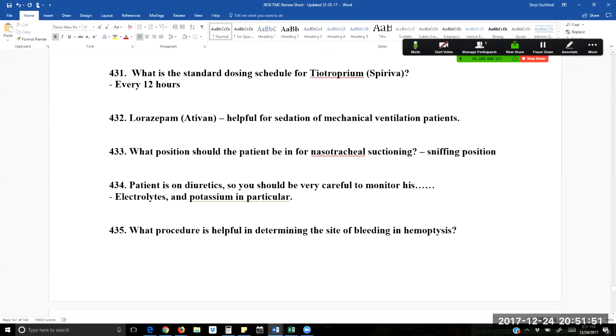Lorazepam is a good sedation agent for mechanical ventilation patients. You might have a question that asks you which of the following medicines would be good for sedating your patient, and that is Ativan, lorazepam. It's a time-honored, effective sedating medication, and it simply works, and we use it a lot.